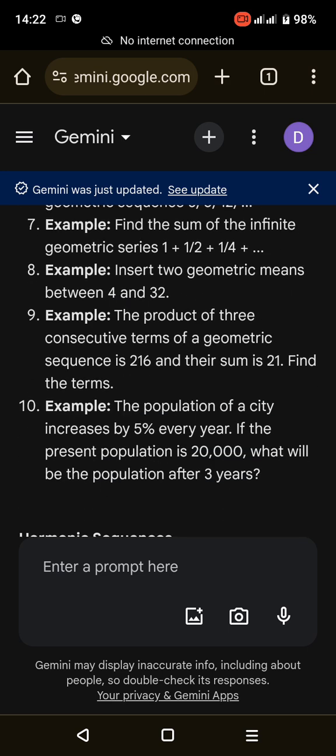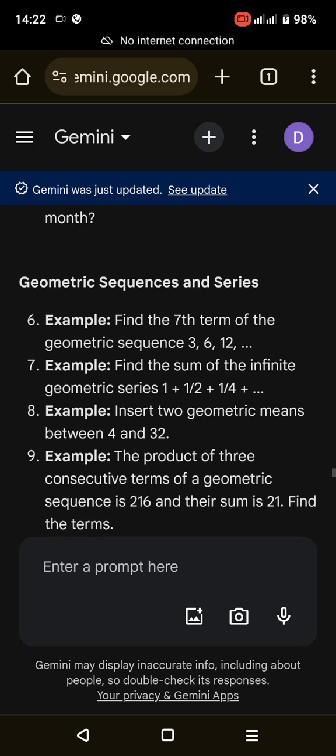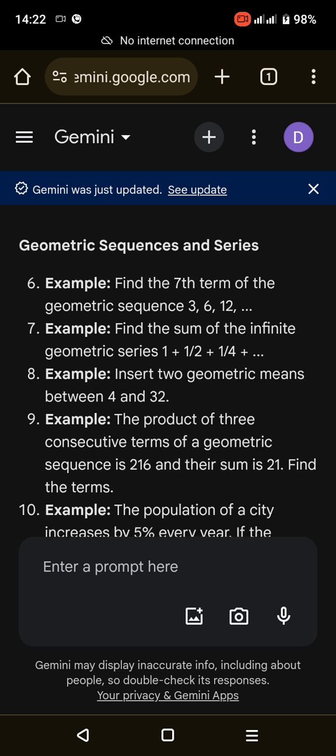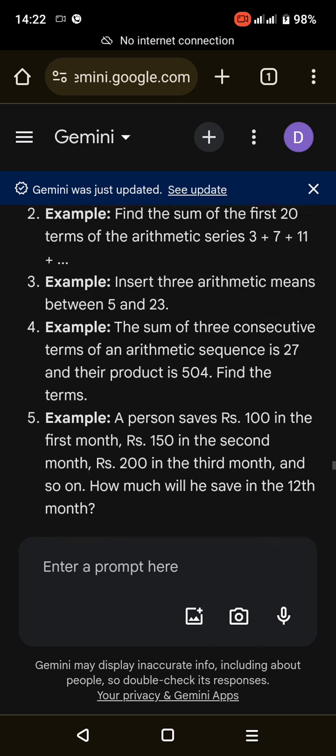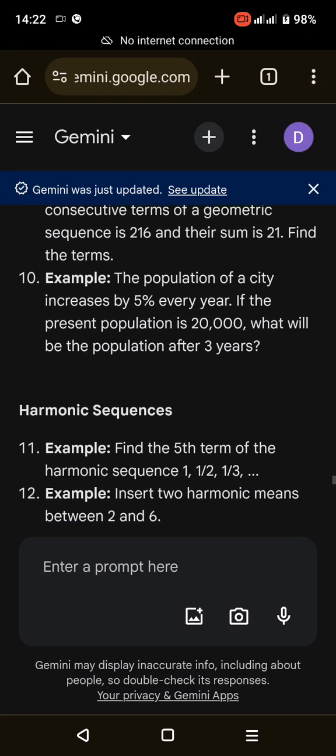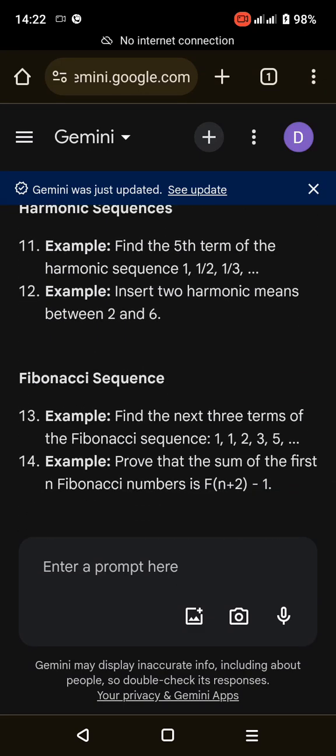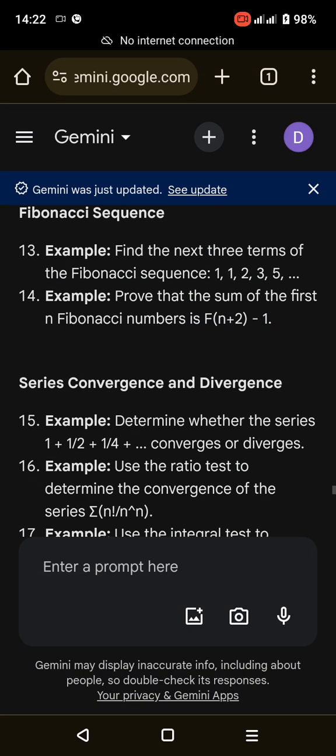7. An arithmetic sequence has a constant difference between consecutive terms. 8. A geometric sequence has a constant ratio between consecutive terms. 9. The common difference in an arithmetic sequence is denoted by d. 10. The common ratio in a geometric sequence is denoted by r.